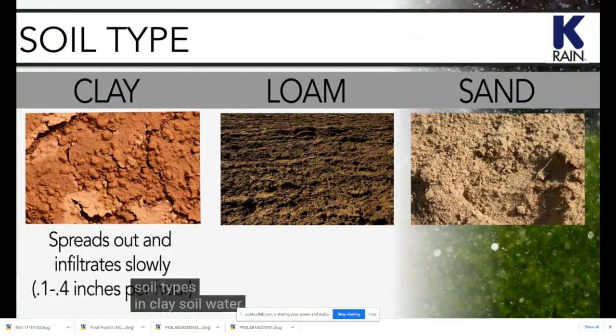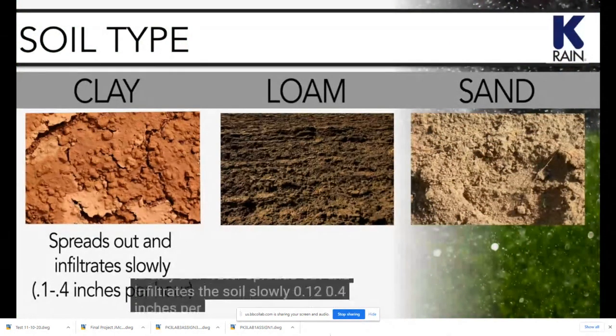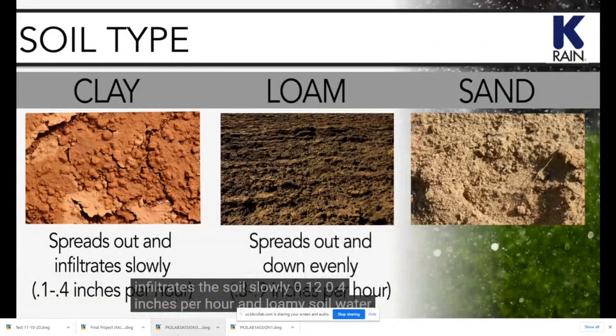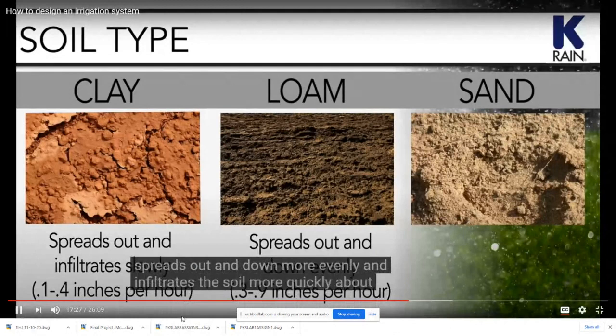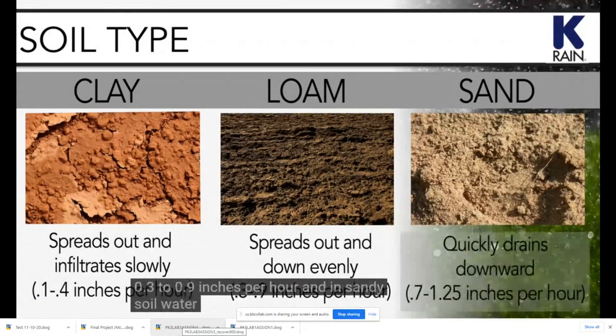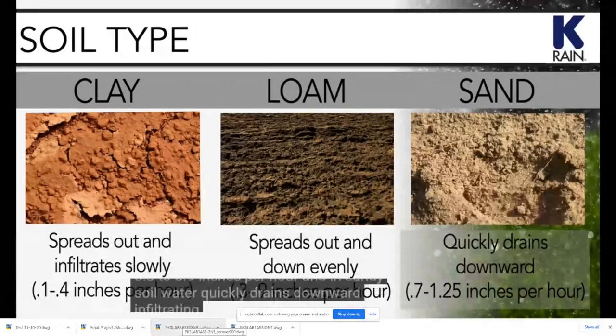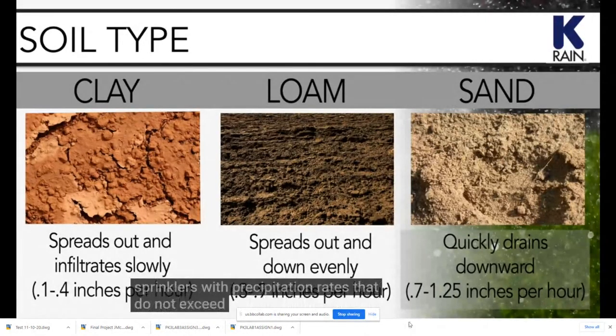In clay soil, water spreads out and infiltrates the soil slowly, 0.1 to 0.4 inches per hour. In loamy soil, water spreads out and down more evenly and infiltrates the soil more quickly, about 0.3 to 0.9 inches per hour. And in sandy soil, water quickly drains downward, infiltrating the soil at 0.7 to 1.25 inches per hour. It is best to choose sprinklers with precipitation rates that do not exceed the soil infiltration rate.